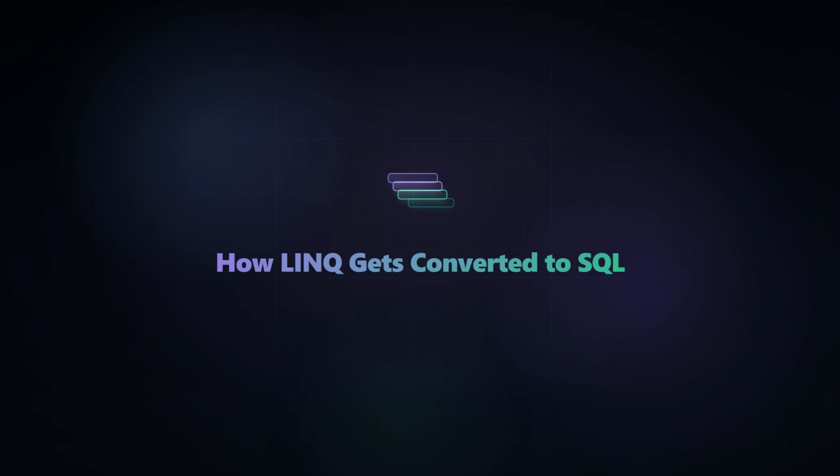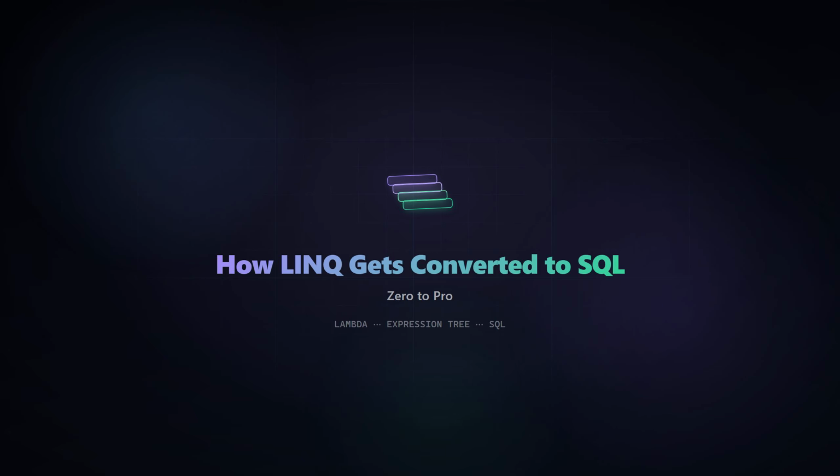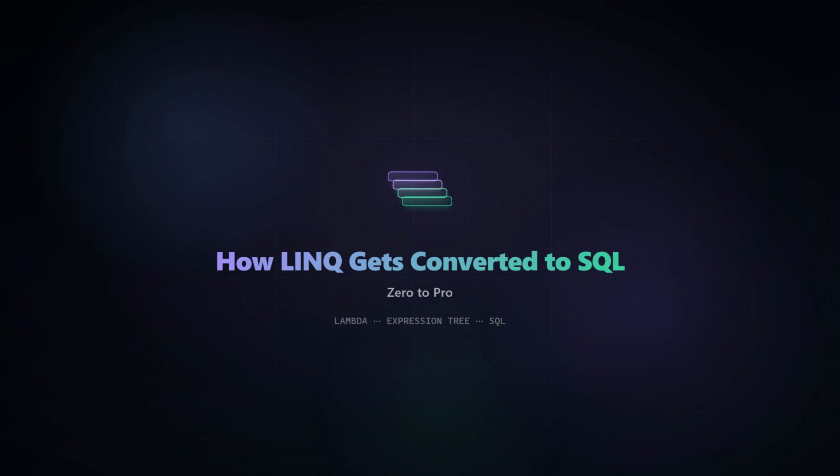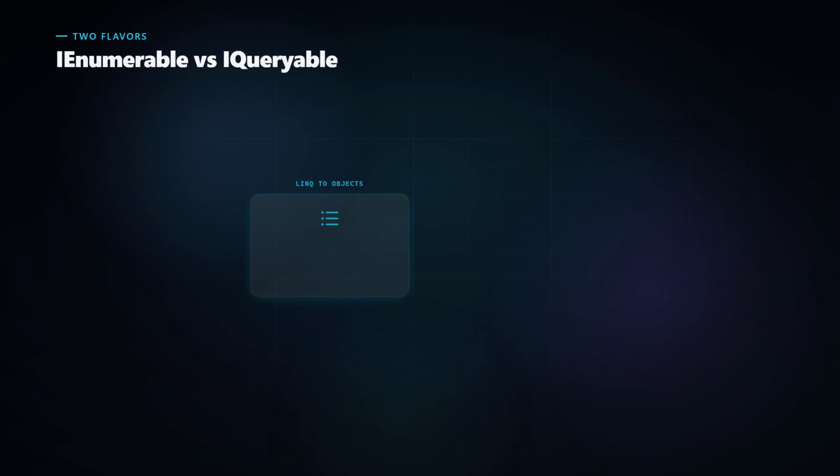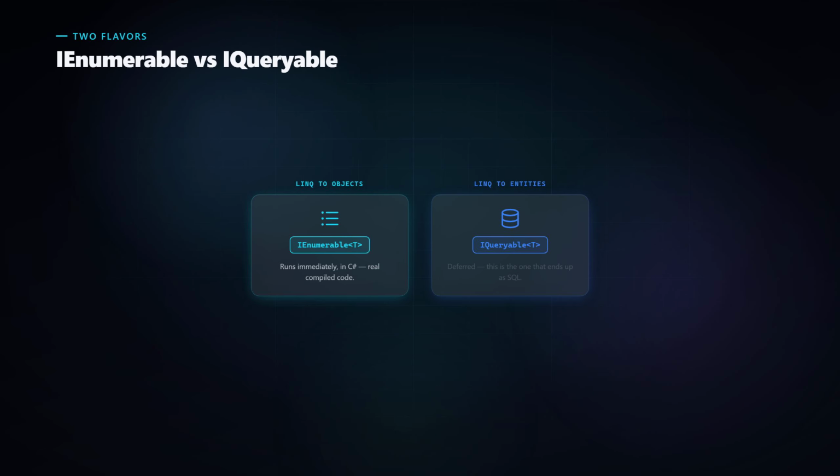You write a LINQ query in C#, no SQL in sight, and somehow a select statement runs against your database. That's not magic, it's a very deliberate pipeline. Let's go from 0 to pro. LINQ actually comes in two different flavors, and mixing them up is where the confusion starts.